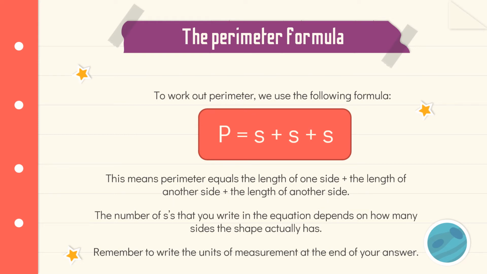And lastly, you need to remember to write the unit of measurements at the end of your answer. So if each of the sides is measured in centimeters, your answer at the end must have centimeters. If your shape was measured each side in kilometers, then your answer must have kilometers at the end.